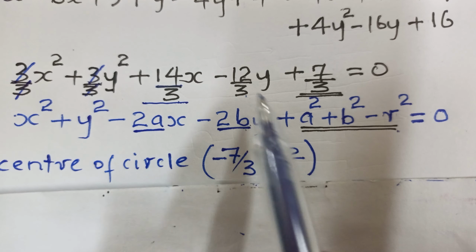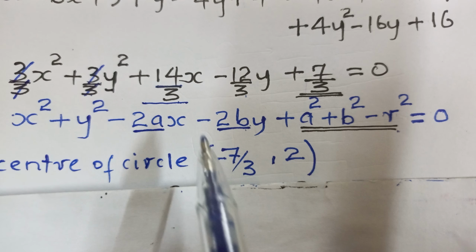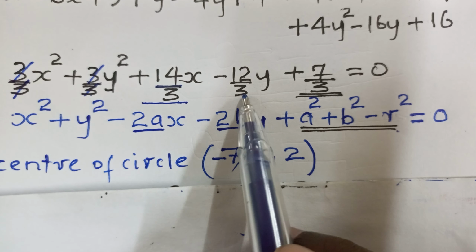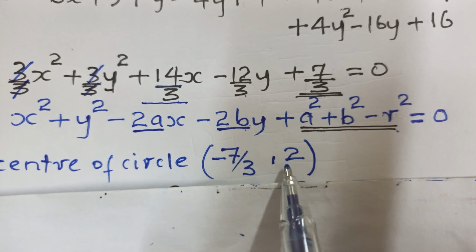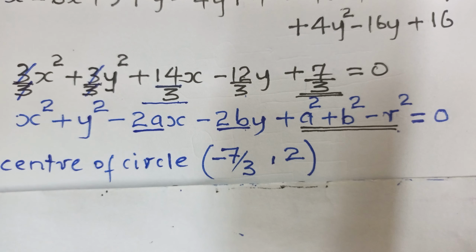We have done this by equating 14 over 3 equals negative 2a, so we can get a. Then we come here: negative 12 over 3 equals negative 2b, so we can get b. So this is the center, the coordinates of the center of the circle.